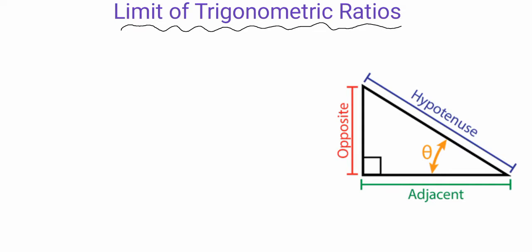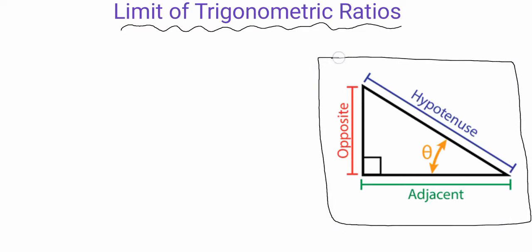So let's consider a right triangle. You are seeing here, the theta is acute. The side which is opposite to theta is known as opposite side, and the side which is adjacent to theta is called adjacent side, and the longest side is nothing but hypotenuse. So we are going to give the limits of trigonometric ratios when theta is acute.